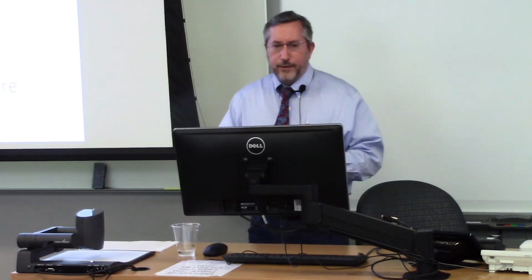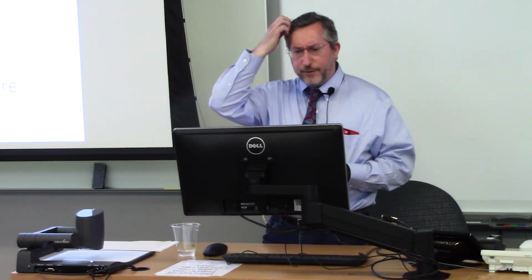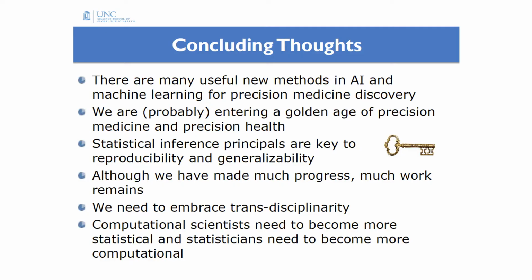So, concluding, there are many useful new methods in AI and machine learning for precision medicine discovery and other areas. We're probably entering a golden age. I say probably because I don't want us to go into the tanking part of the AI winter. But I think we're still learning. We're still entering a golden age of this area. Statistical inference principles are key. We have a lot of work to do. There's lots of room for creativity and problem solving. And we need to really embrace transdisciplinarity.